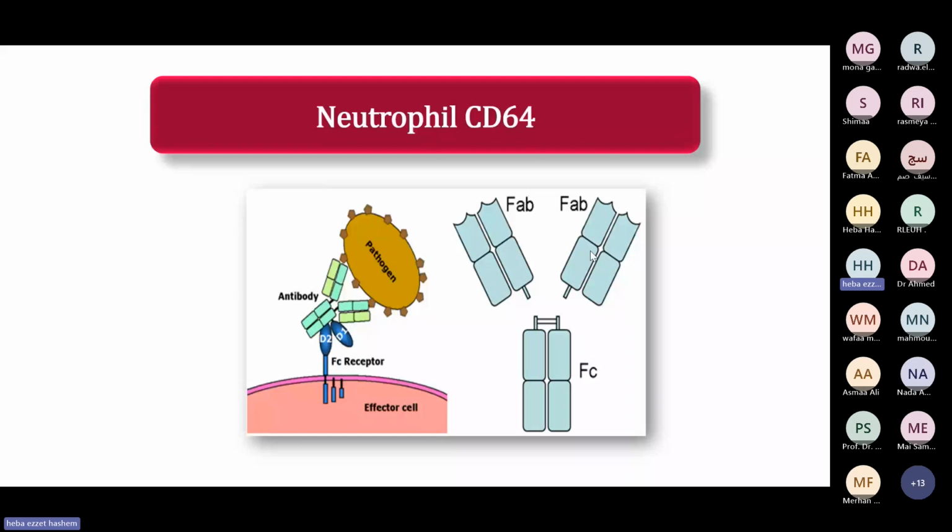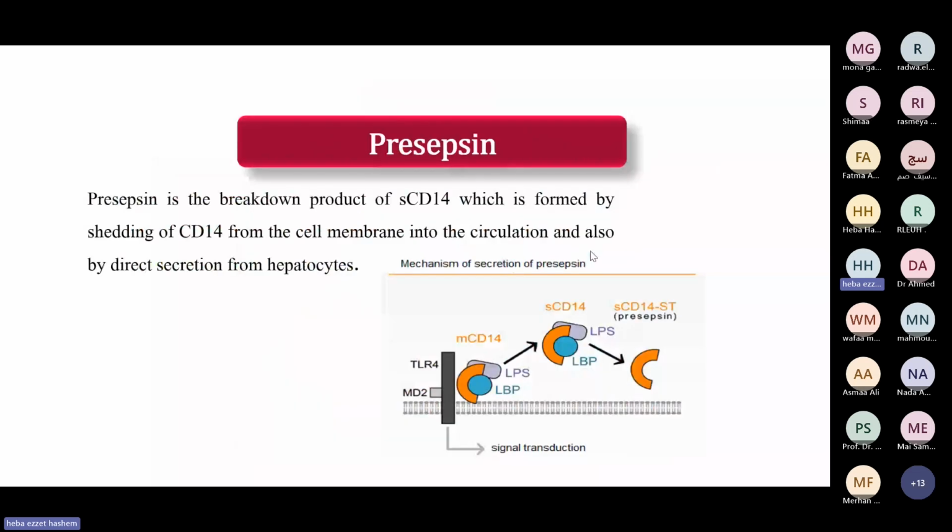Neutrophil CD64 is a cell surface marker present on the surface of the neutrophil and of the granulocyte in general. It is upregulated in the presence of the pathogen and in the presence of infection. Presepsin is another pioneering and promising sepsis biomarker used in different neonatal ICUs worldwide. It is a breakdown product of soluble CD14, which is formed by shedding of CD14 from the cell membrane into the circulation, and it is also secreted directly from the hepatocytes.